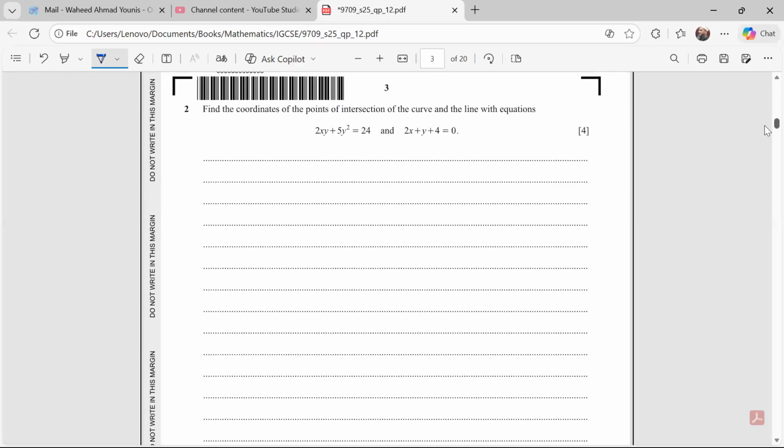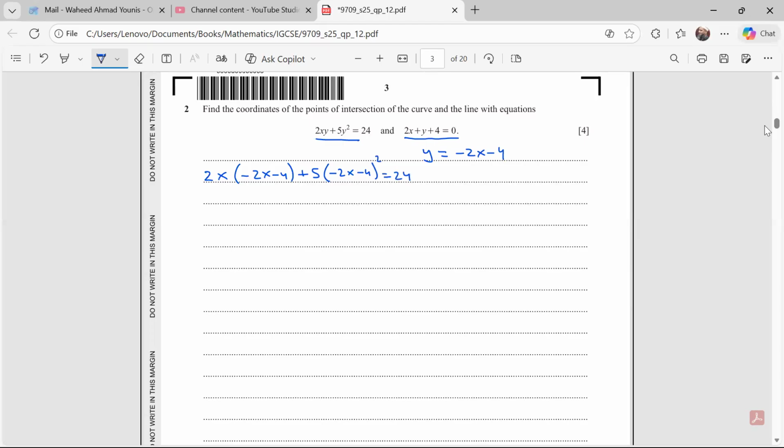Now question number two. We are given two curves here. One is a straight line and one is some kind of curve. Okay, and we have to find the coordinates of the point of intersection. Okay, so this is not too difficult either. You see, y is equal to -2x minus 4. And I can substitute this value of y in the other curve. So it will become 2x into (-2x minus 4) plus 5 times (-2x minus 4) squared equals 24.